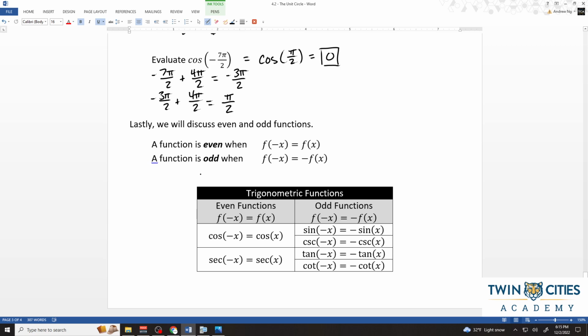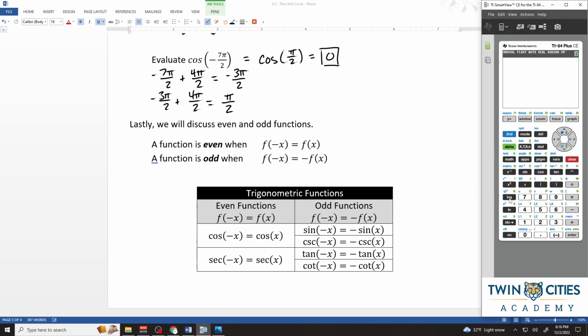What does that mean? Well, an even function, when you plug in something for x, you will get the same result as if you plugged in negative x. And an odd function, if you plug in, say, that negative x, it's the same as if you plugged in x, but then made whatever your answer is negative, or opposite of whatever it is. What do I mean by that? Well, let's take a calculator out and let's try something.